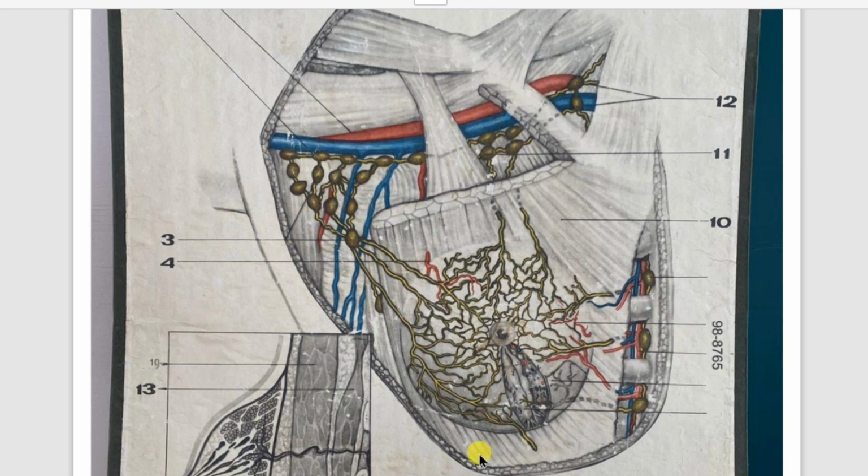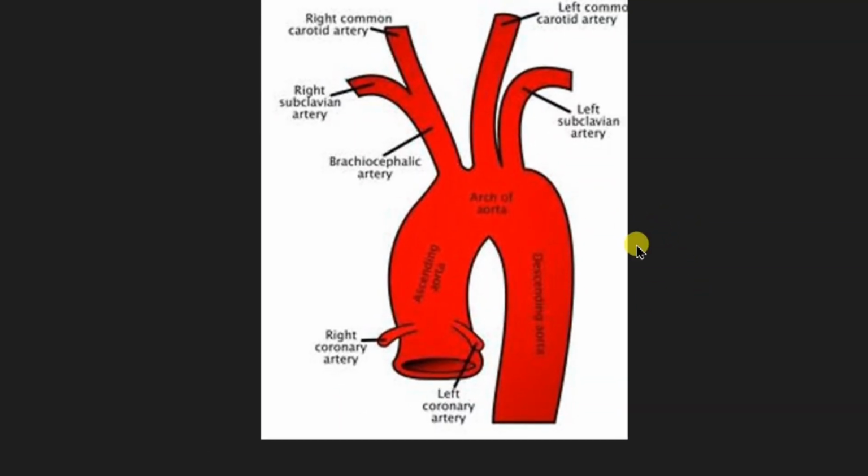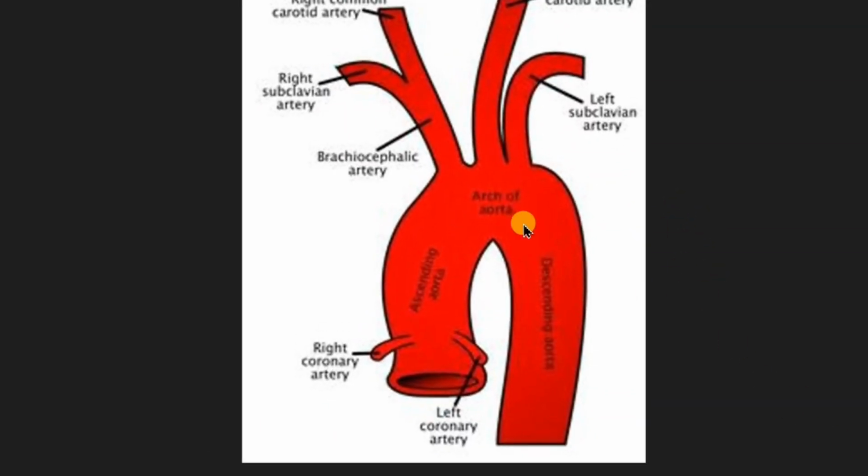So what is the subclavian artery? Let's have a look. Guys, here you can see the subclavian artery, which is itself a branch of the brachiocephalic artery. That's the right one. The left subclavian artery is itself a branch of the aorta.